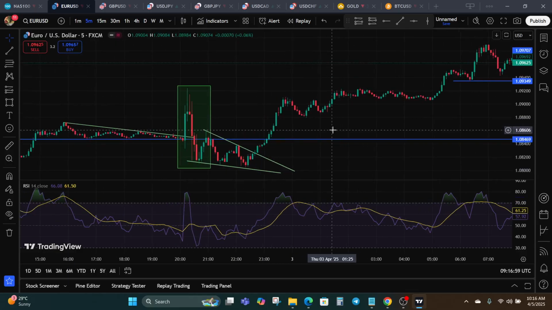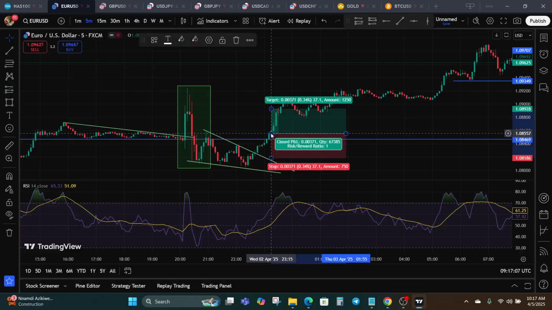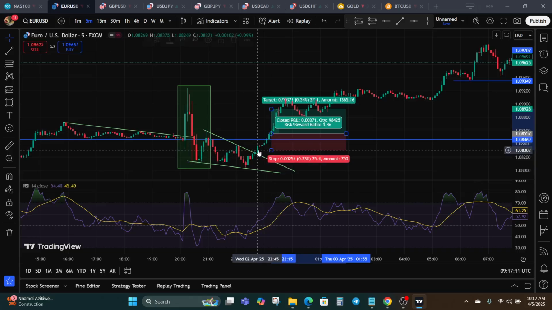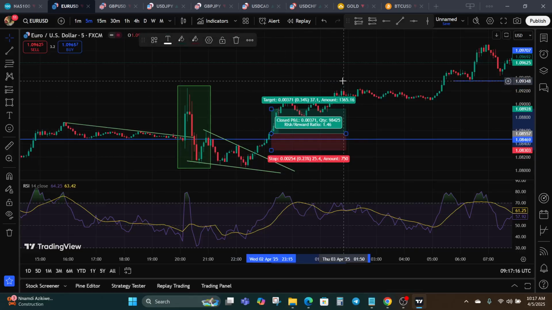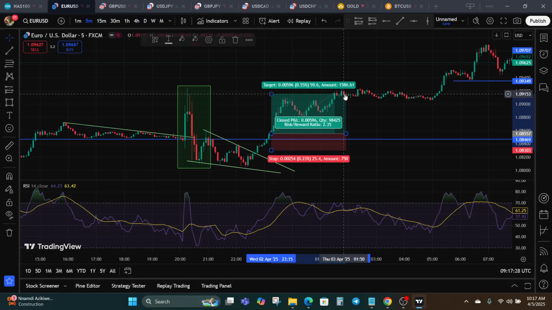Entry is simple. After confirmation, you can enter on the next candle open. Place your stop loss just below the breakout level if it's a buy trade. But if it's a sell trade, you place your stop loss above the breakout level. Then for targets, you can aim for a risk to reward ratio of at least 1:2, or you use nearby support or resistance zones as targets.